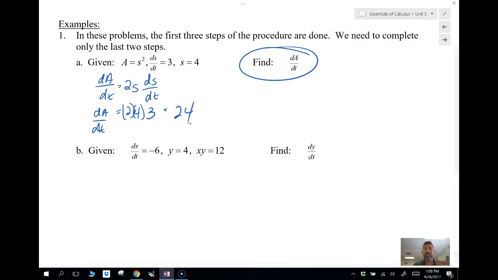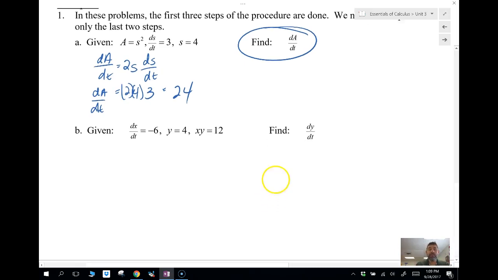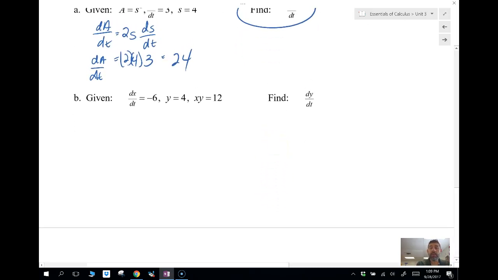So let's just wait until I get some context to actually put some units down. Now I'm looking for dy/dt. I know that dx/dt is equal to -6. I know that y equals 4. I know that xy is equal to 12. Which of these things am I going to take a derivative of? Well, I'm not going to take a derivative of y because it's going to give me dy/dt equals 0, which doesn't help me at all, right? Really, what I'm going to do is take this and take that derivative.